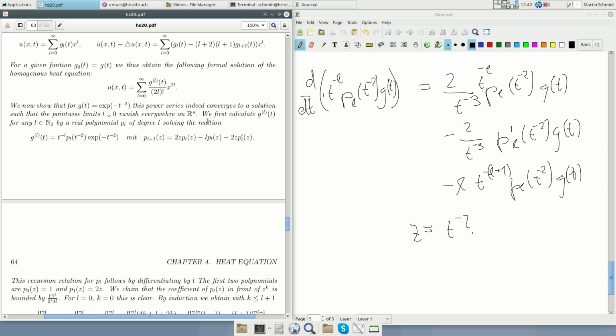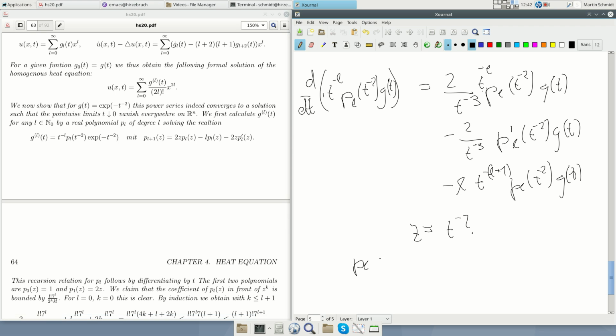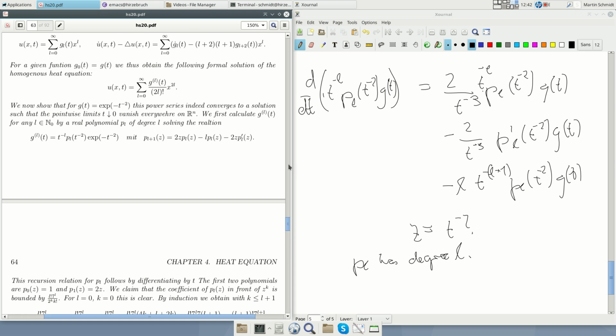Okay, so we get this recursion relation. So this is the recursion relation for this polynomial. Of course, we have P0 is 1. So we see PL has degree L. So PL is a polynomial of degree L. If we start with P0 of 1, and then we see P1 is just, there we only have this term.